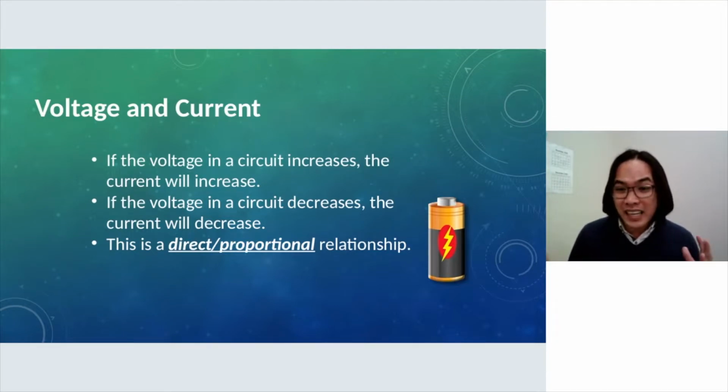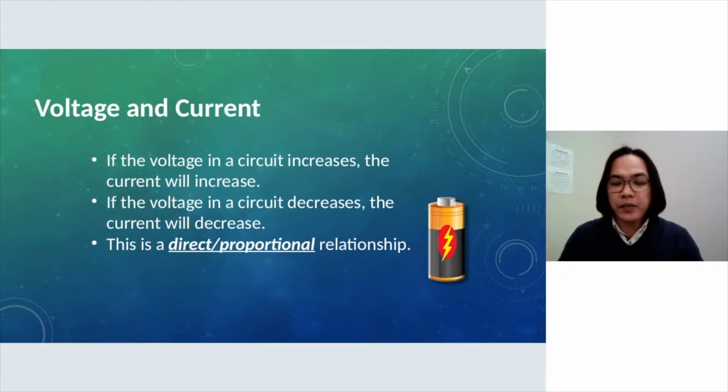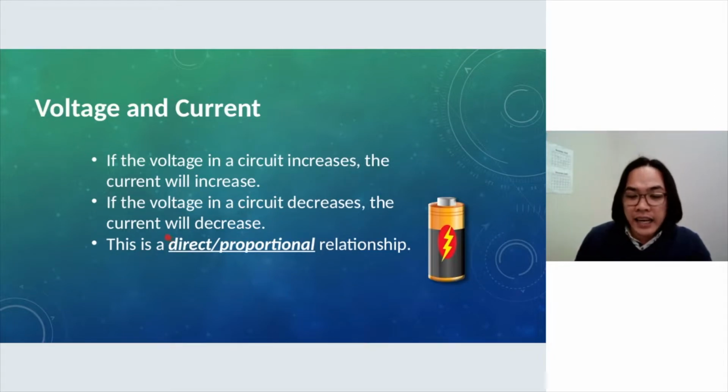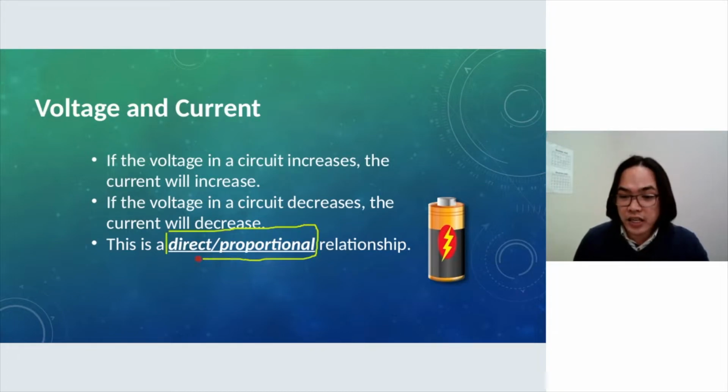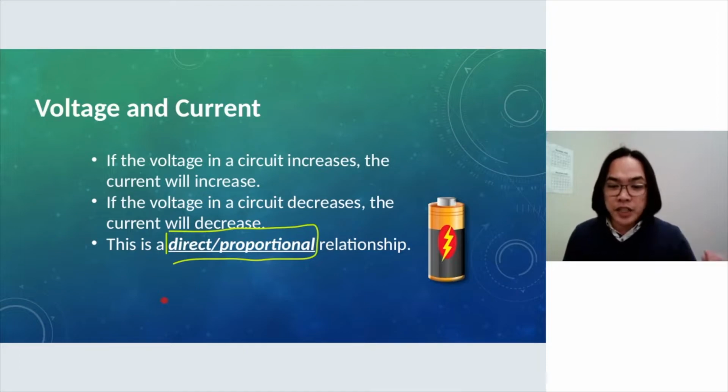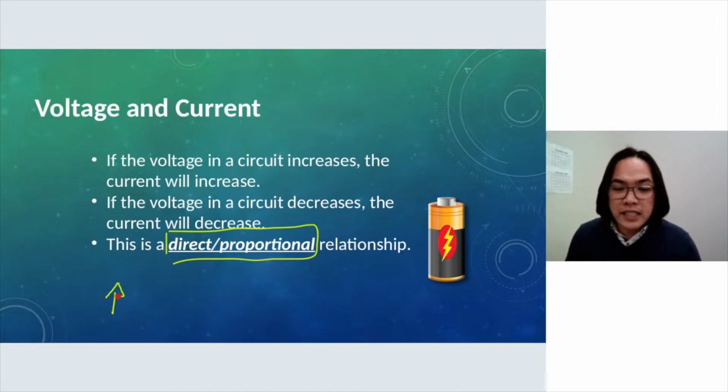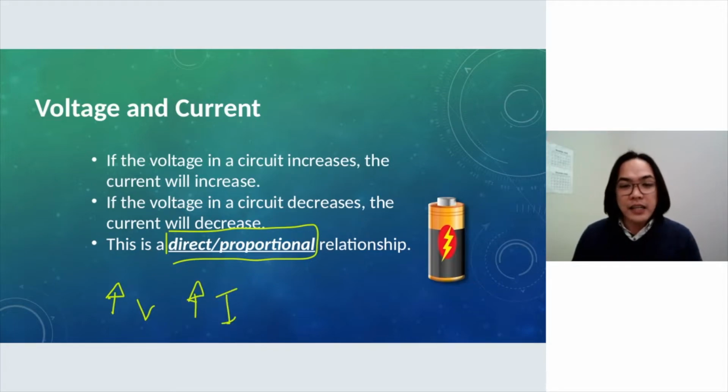So meaning same thing happened. If the voltage is higher, your current will also be higher. If the voltage in a circuit decreases, the current will also decrease. We call that in science, or in physics, a direct proportional relationship. So when we say direct proportional relationship, when one is higher, let's say when voltage is higher, current will also be higher. Okay, let's take a look at the simulation and let's see if this statement is correct.